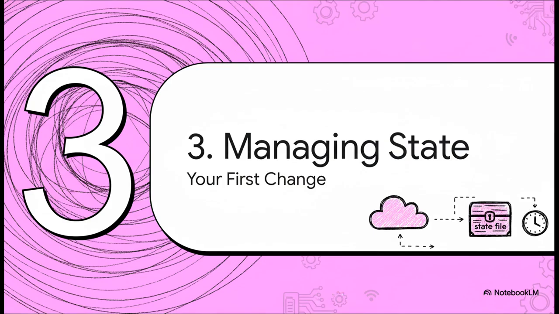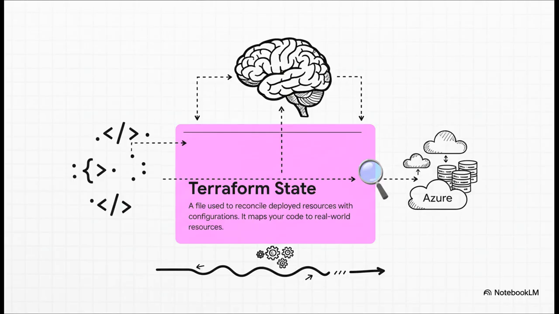Okay, hang on. Before we actually create our first resource, we have to talk about something called state. It's a super important concept. It's how Terraform keeps track of everything it's managing for you. You can think of Terraform's state file as its memory, or its brain. It's basically a giant map that connects the resource definitions in your code files to the actual resources running out there in Azure. Without this state file, Terraform would have amnesia. It would have no idea what it's supposed to be managing. It's the single source of truth.